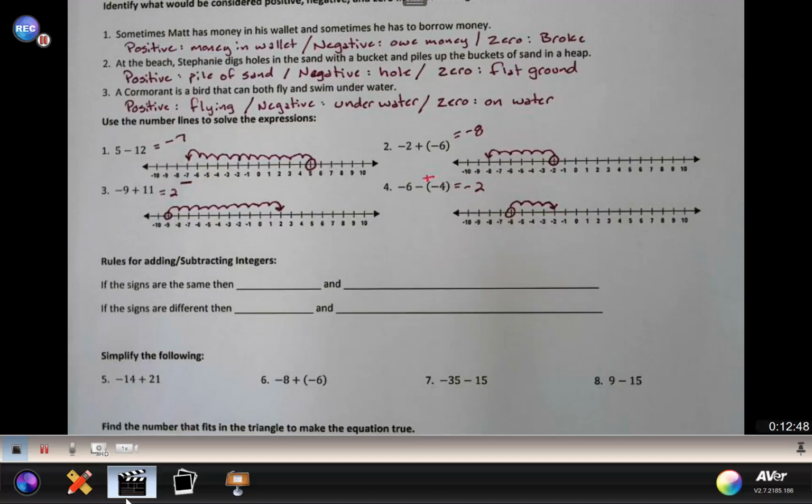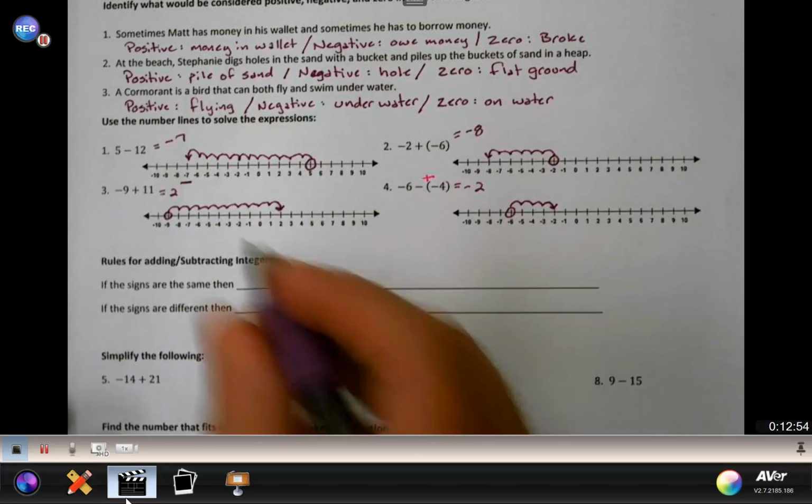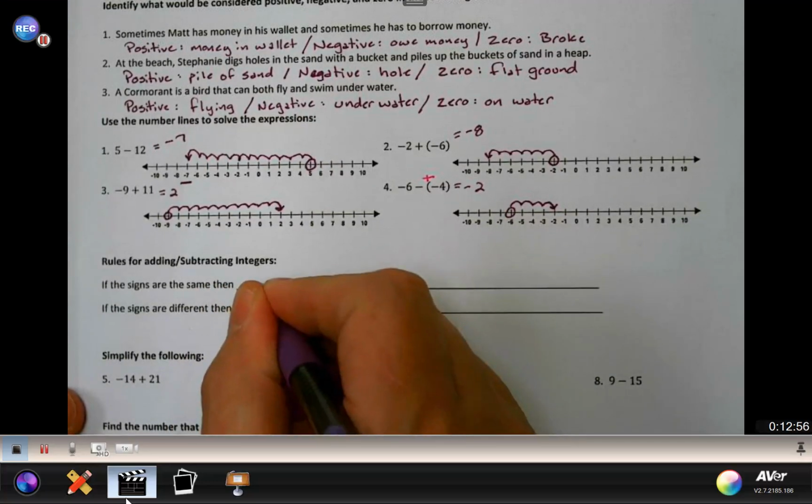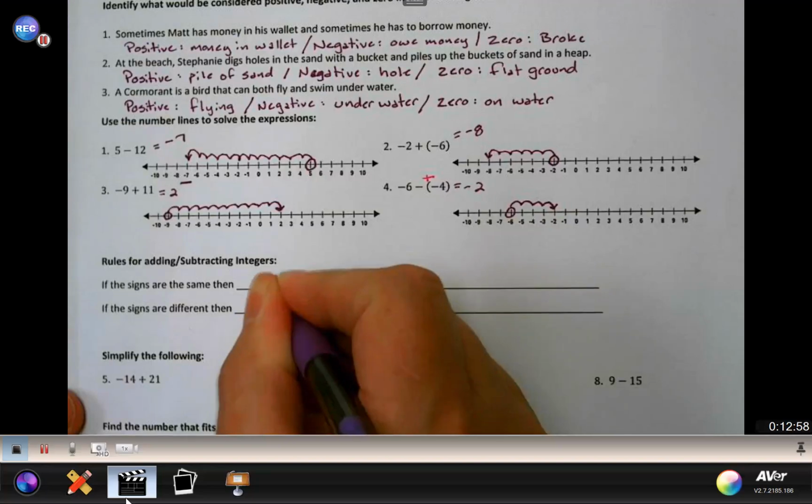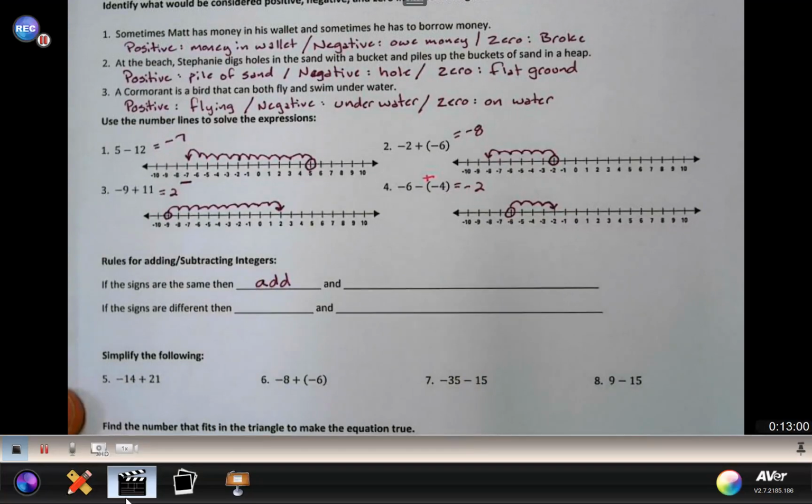So here we get to our rules. If the signs are the same, so if they're both positive or if they're both negative, what are we going to do? If the signs are the same, we add the numbers. So we're going to add the two numbers together, and then we're going to keep the sign.